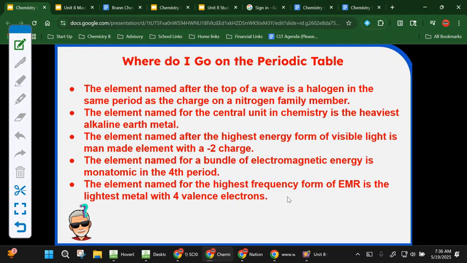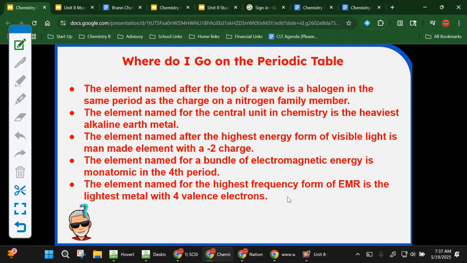Ask yourself, what element am I trying to place off of the blue sheet? Then, what group number is the element going in, and what period number? So the element named after the top of a wave is a halogen in the same period as the charge on a nitrogen family member. The element named after the central unit in chemistry is the heaviest alkaline earth metal. Number 3, the element named for the highest energy form of visible light. That was what you just put onto your blue sheet.